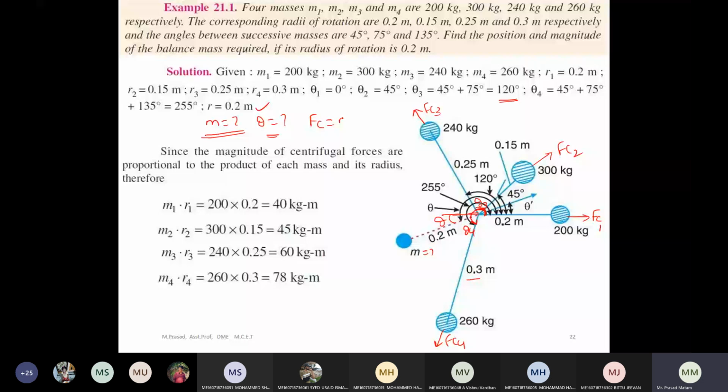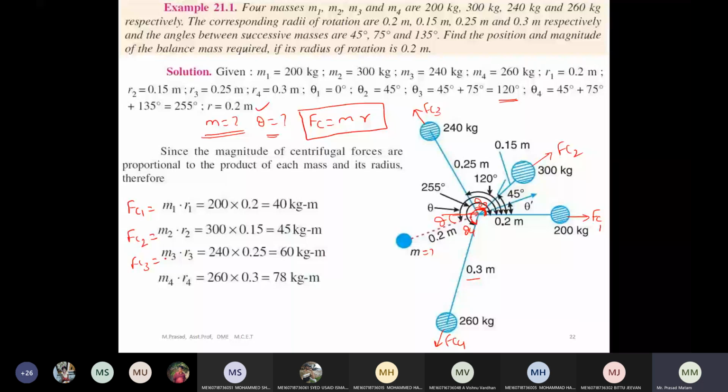Okay, force is proportional to mass into radius. Now M1 R1 gives me the centrifugal force one. FC1 is M1 R1. Similarly, FC2 is M2 R2, FC3 is M3 R3, and FC4 is M4 R4.